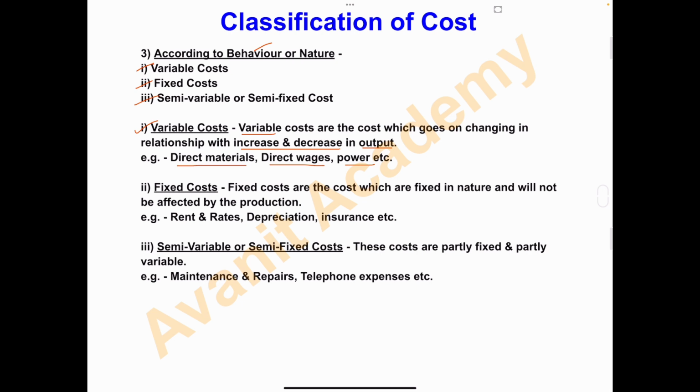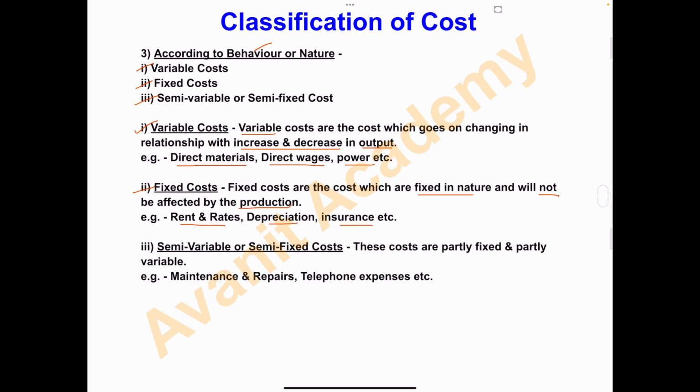Second one is fixed cost. They are fixed in nature. They will not increase or decrease in relationship with production. So fixed costs are the costs which are fixed in nature and will not be affected by the production. Whether production increases or decreases, the fixed cost will be stable. It will not be affected by the increase or decrease in output. Examples: rent and rates, depreciation, insurance, etc.